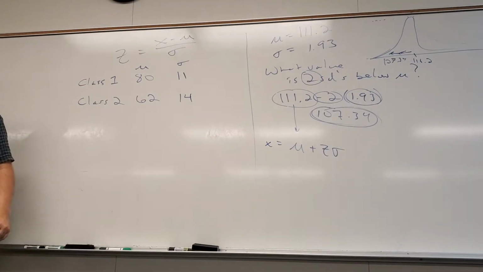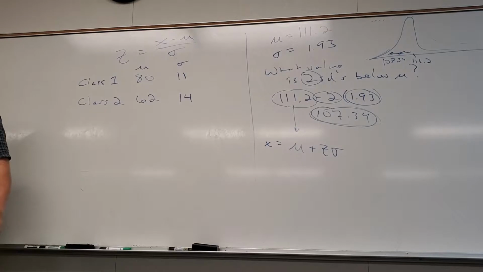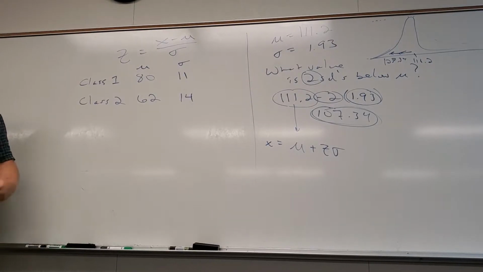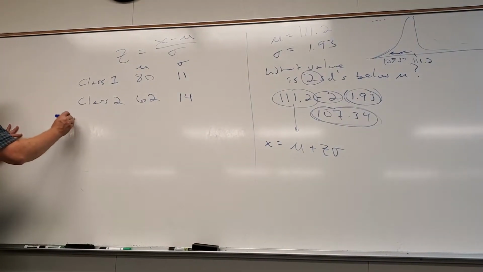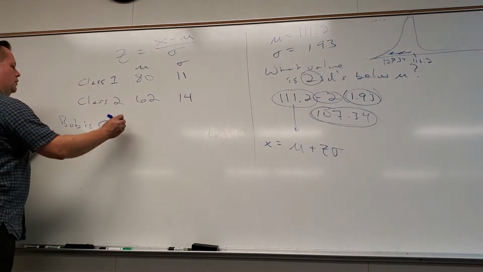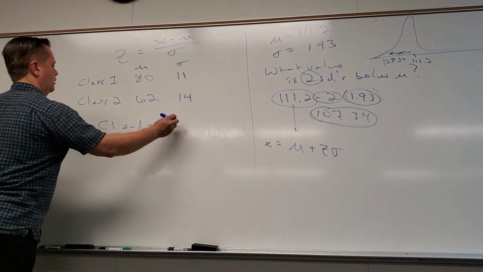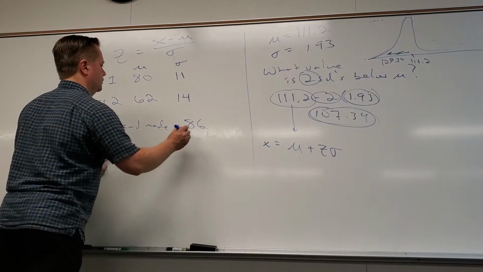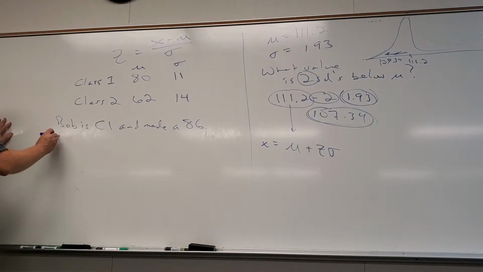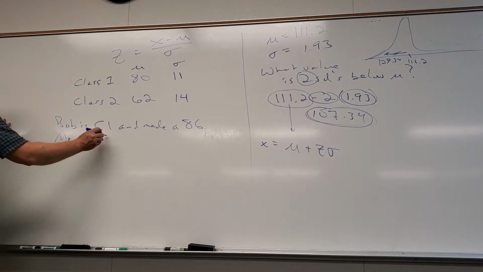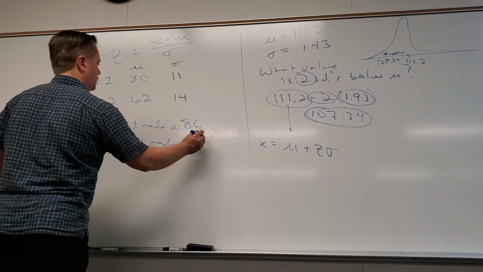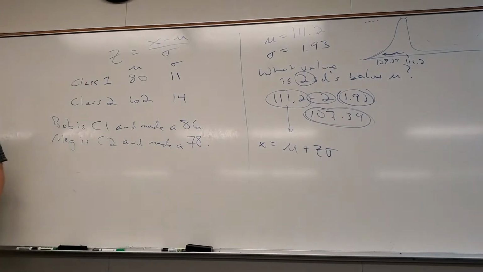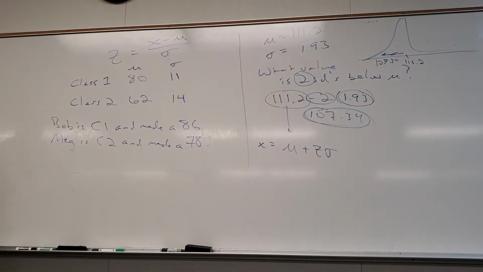Cool? Of course it's good. It's just a bunch of data I gave you. So here's a question. If Bob is in class 1, and he made an 86, and Meg is in class 2, and she made a 78, who did relatively better?